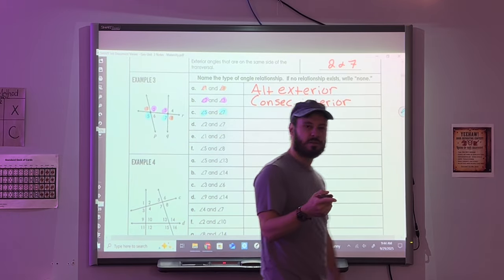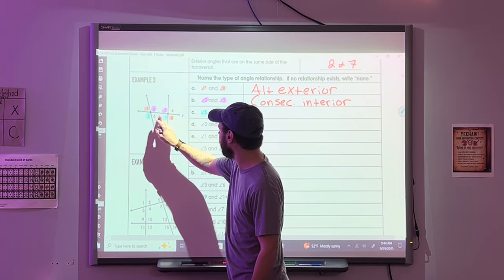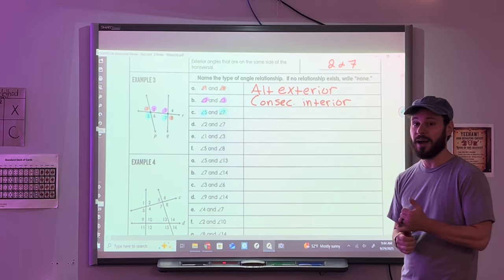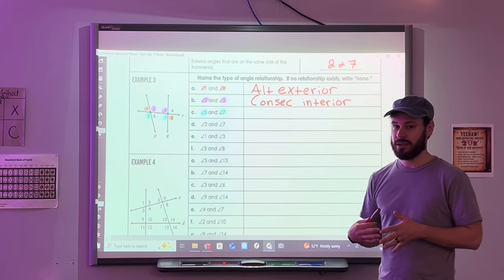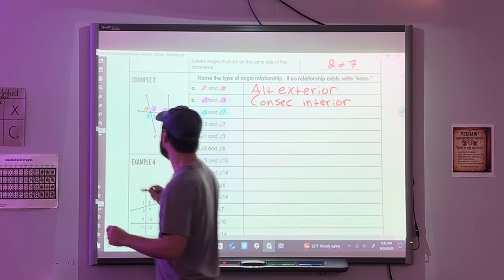Okay, so here's the thing. I got 1 on the inside. 7 is on the inside, but 5 is on the outside. The only shot you have when you have 1 inside and 1 outside is that they are corresponding, so same position. So we're gonna check.